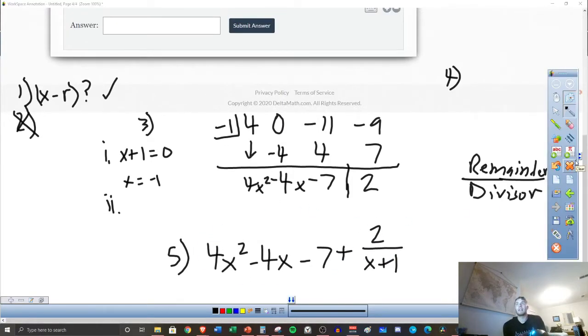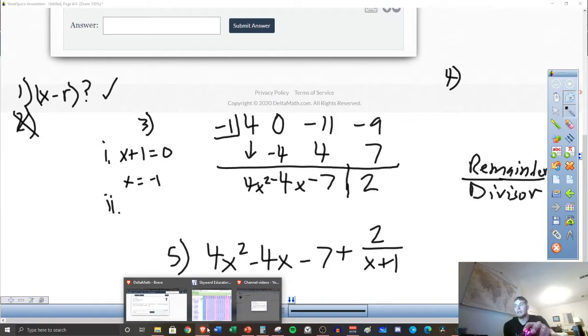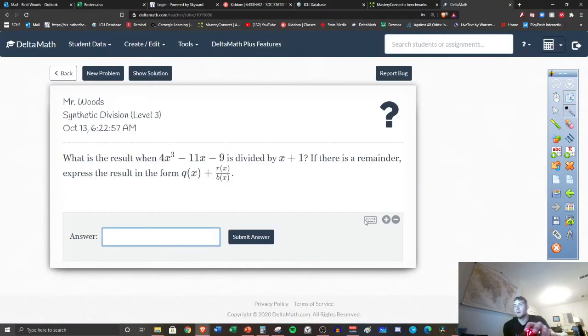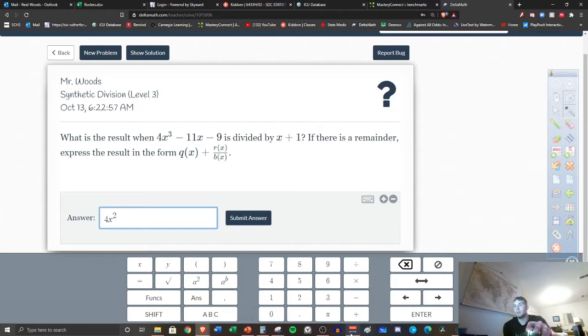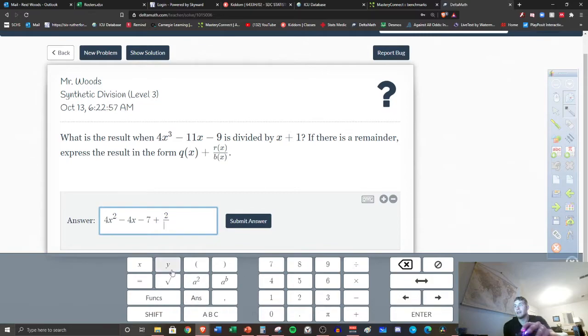Let's start typing that in. Let's see what that does for us. Here it is. Okay, so 4x squared, is it plus 4x minus 4x minus 7? We're going to make a fraction, so we need plus, we want 2 divided by x plus 1. Should be good. Submit that.